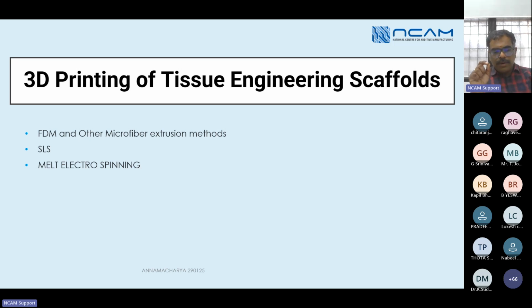This micrometer scale I was talking about: when you go with solution electrospinning, what we call SES, and now melt electrospinning, MES, there is more advancement in 3D printing technology, where SES cannot achieve that. The main focus is the thickness and the issues in tissue development. So people have started taking advantage of this melt-based scaffolding method.